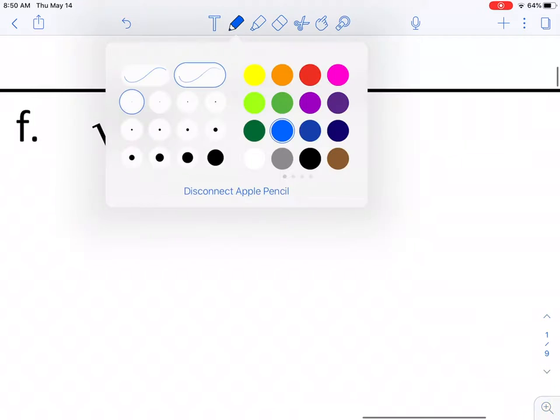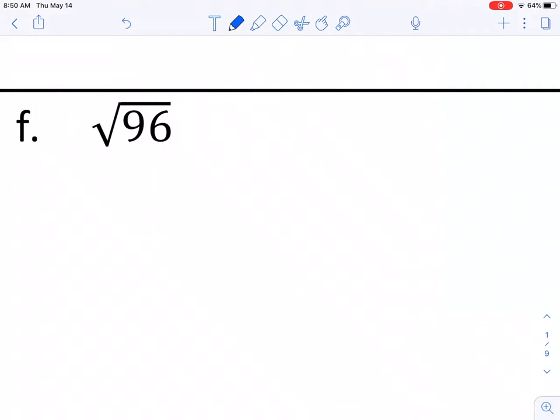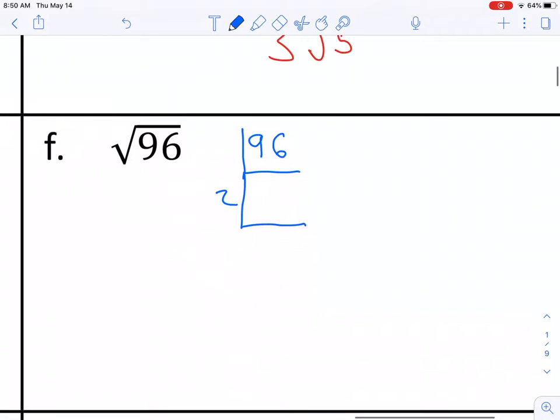Let's keep breaking these down. So now we're working with 96. I'm going to use a factor ladder on this just to be a little bit different. So 96 divided by 2, it's even, so I'm going to start using a 2.